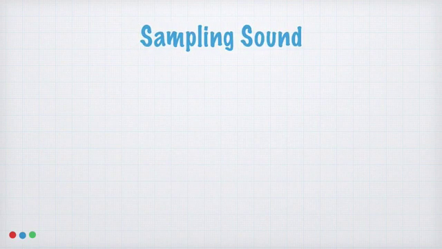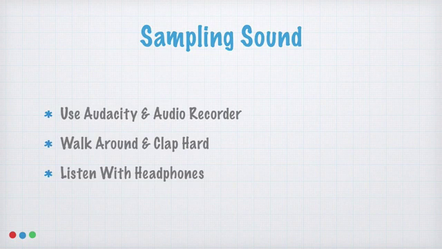So for sampling sound, it's very easy. You just need to use Audacity and an audio recorder. Audacity is a free open source software that you can Google, and it's easy to use. If you're talking about the basic functions, just click record, and it allows you to record in stereo mode, and it also allows you to analyze the waveforms of your audio, and it's very easy to see if there's an echo or any other problems with your audio.